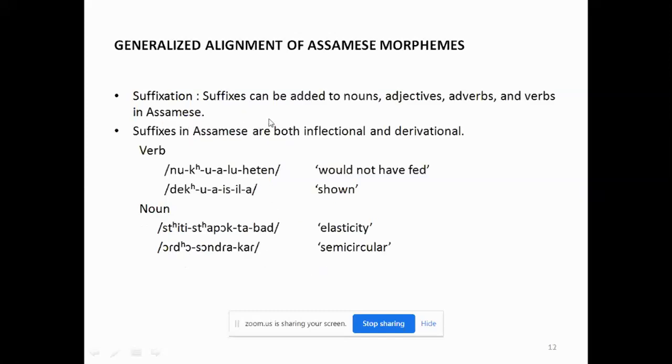In the suffixation process, suffixes can be added to nouns, adjectives, adverbs, and verbs in Assamese. Suffixes in Assamese can be both inflectional and derivational. A verb like nukhualu heten means would not have eaten, and dekhuai sila means sown. And nouns like titis thapakotabat means elasticity, and ordho sondakar means semicircular. I have given some diagrams for that.